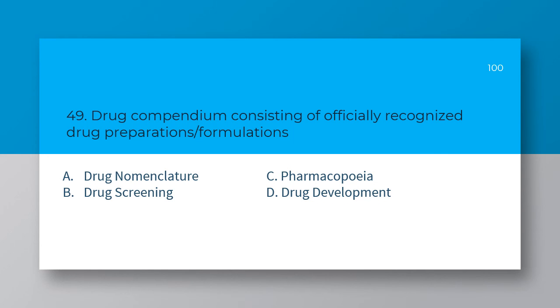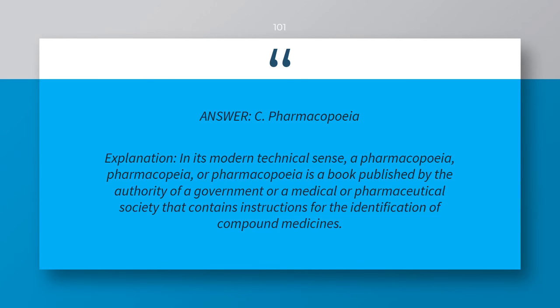Number 49. Drug compendium consisting of officially recognized drug preparations or formulations. Answer is C. Pharmacopoeia. In its modern technical sense, a pharmacopoeia is a book published by the authority of a government or a medical or pharmaceutical society that contains instructions for the identification of compound medicines.